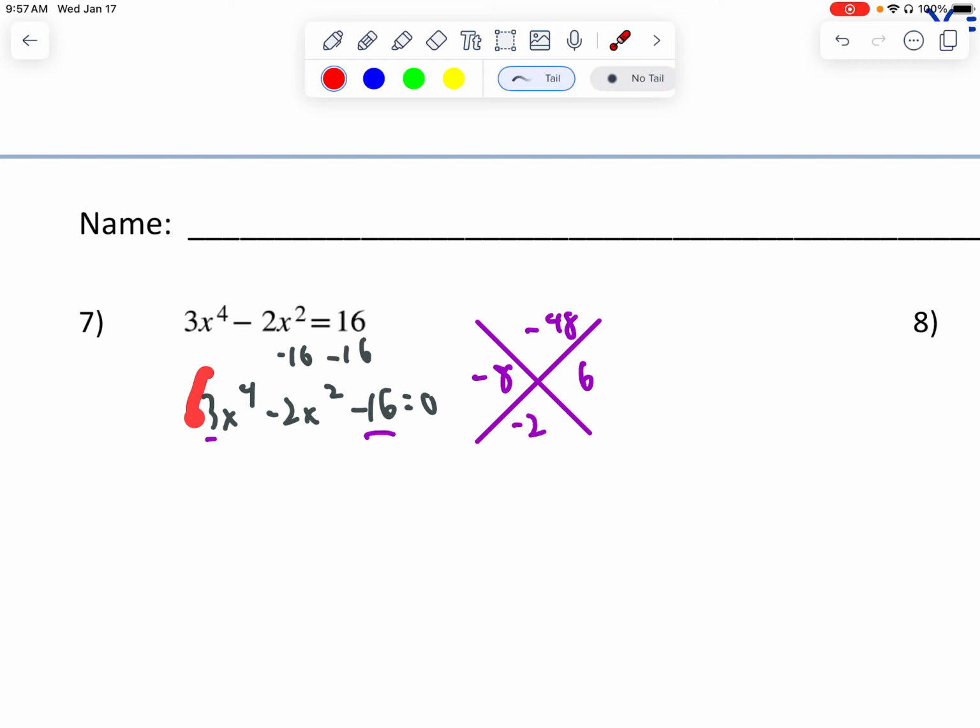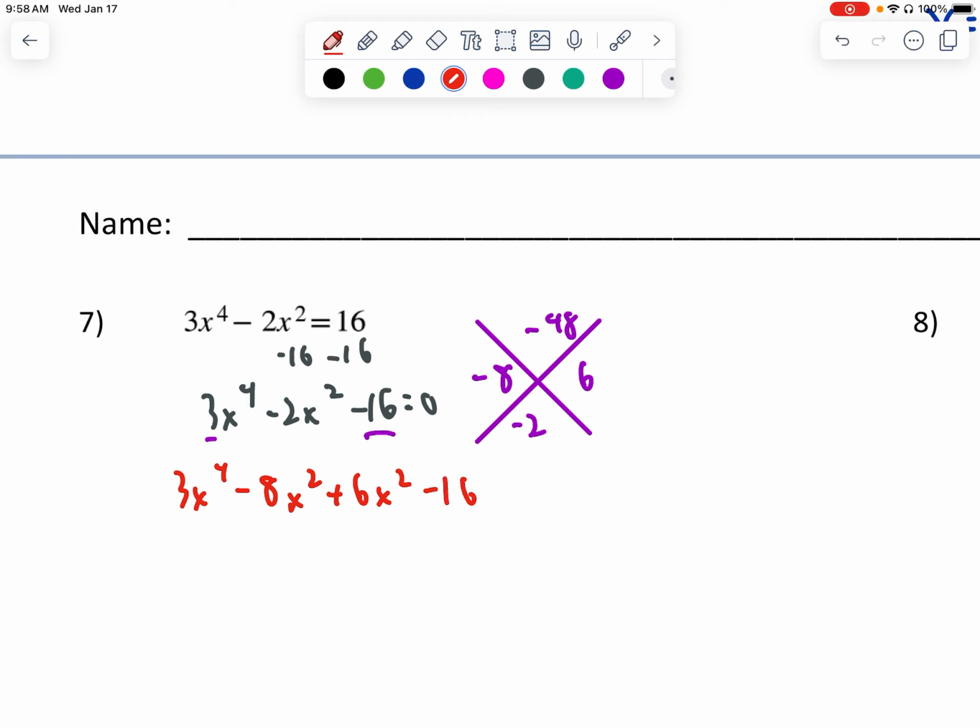Because our a value isn't 1 here, we actually have a number in front of that first term. We can't just skip all those steps. We have to write this one out in factored form and do it manually. What I mean by that is we'll have 3x to the power of 4, and then negative 8x squared, positive 6x squared, and then still minus 16 tacked on at the end here. Just replacing that negative 2 with these two factors. Now that we have 4 terms, we can factor this out by grouping.